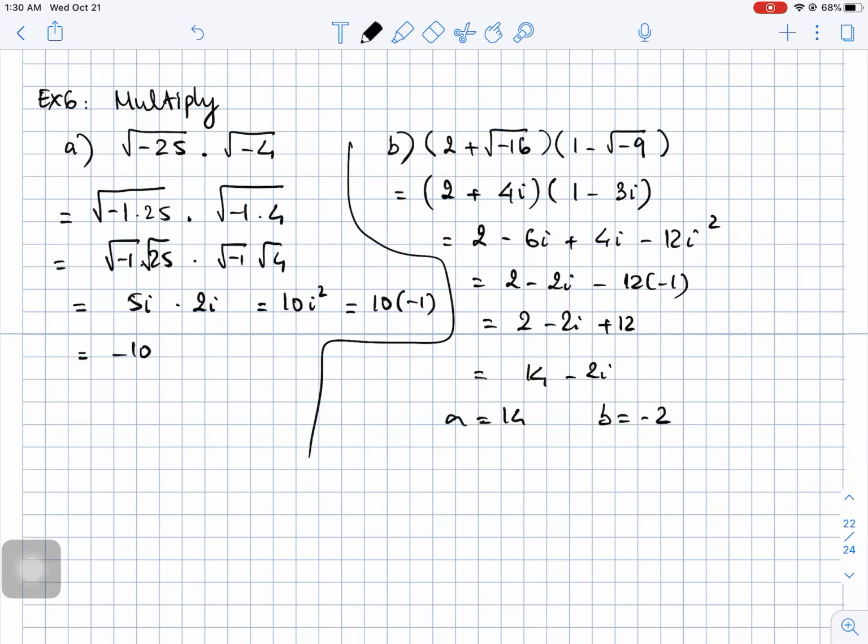We combine like terms, then we get 2 minus 2i plus 12, because 12 times 1 is 12, but we have the sign negative and negative, so it becomes positive. The real part is 14 and the imaginary part is -2.